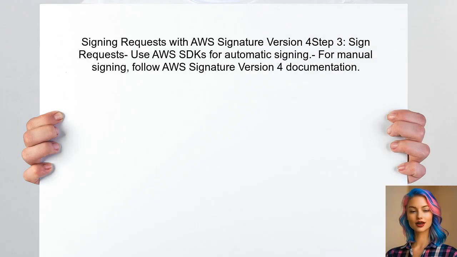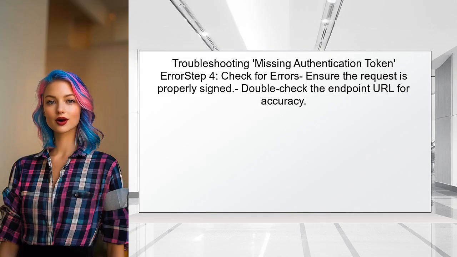Now, to access the API, the user needs to sign their requests with AWS Signature version 4. This can be done using the AWS SDKs or by manually signing the requests. Finally, if the user encounters the missing authentication token error, it usually indicates that the request is not properly signed or the endpoint is incorrect. The user should double-check the endpoint URL and ensure the request is signed correctly.